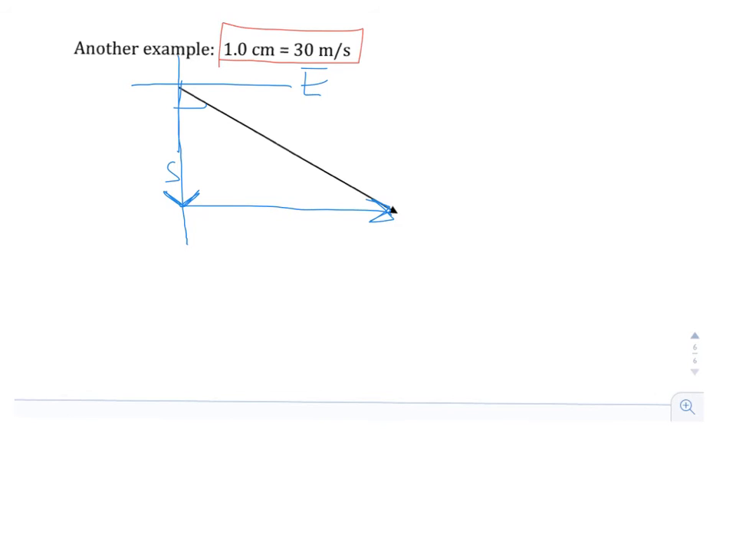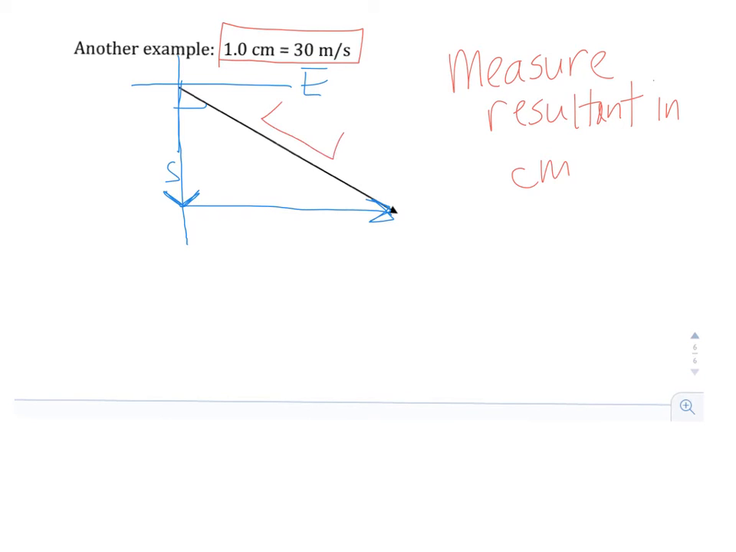So what I want you to do right now is measure the resultant. That's the original line that was sitting there. So measure the resultant in centimeters. And then tell me how many meters per second is this side. If every 1 centimeter is 30 meters per second, put in the answer to that.